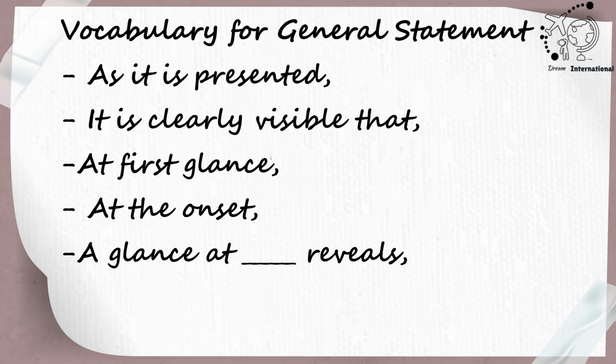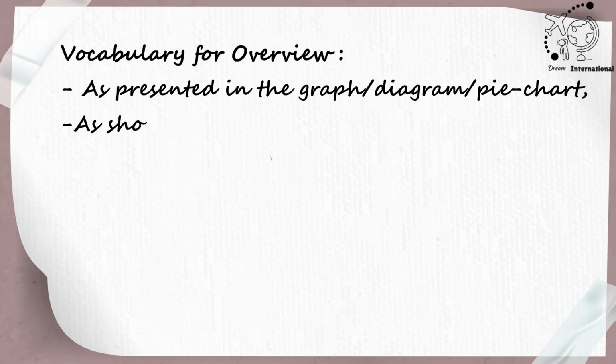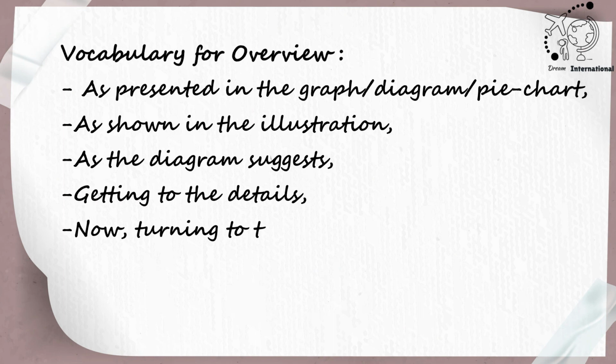Then let's talk about the overview. Overview जिसमें हमने concept use करना है what, where and when का. तो उसको हम कैसे लिखना start करेंगे? तो सबसे पहले as presented in the graph, diagram, pie chart, as shown in the illustration. अब illustration हम किसके लिए use कर रहे हैं? It can be graph, it can be diagram, it can be pie chart, it can be bar graph, it can be line graph. हमें नाम भी नहीं पता, we can use illustration, that would be fine.